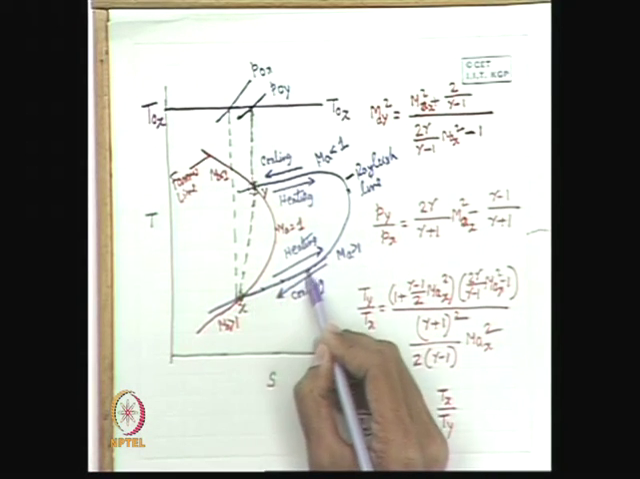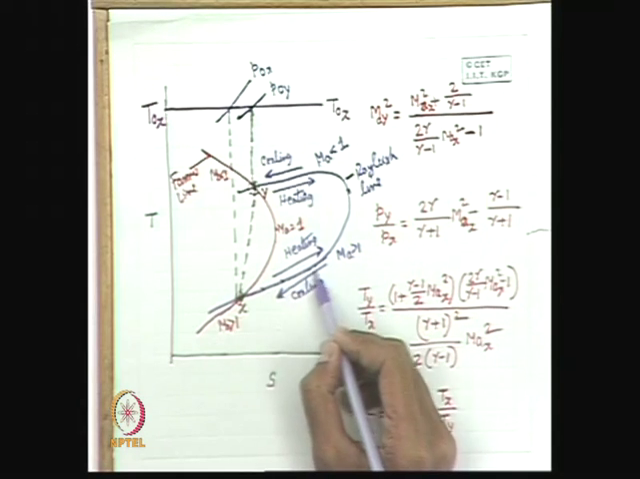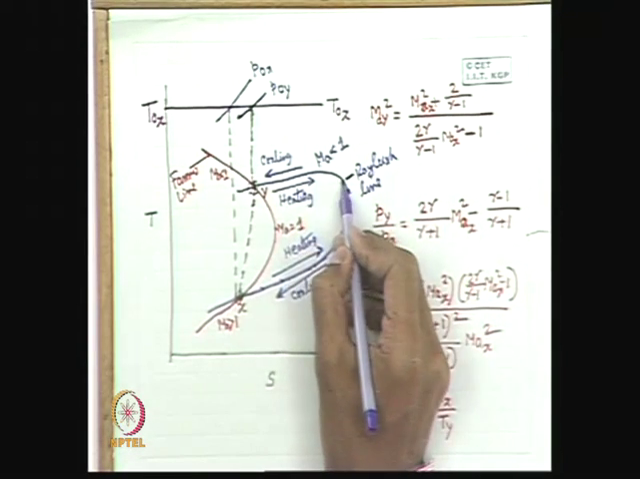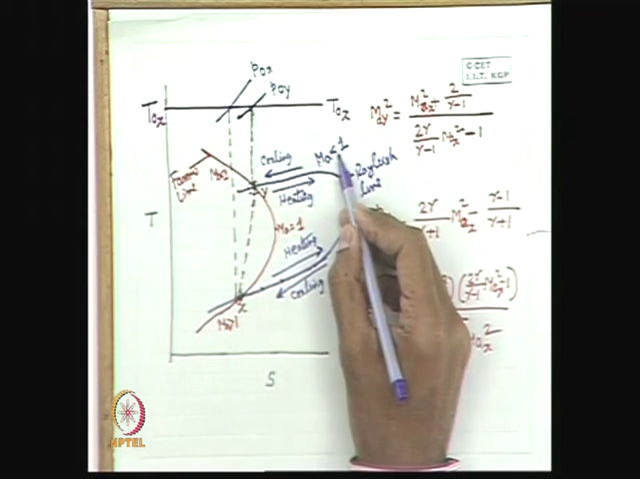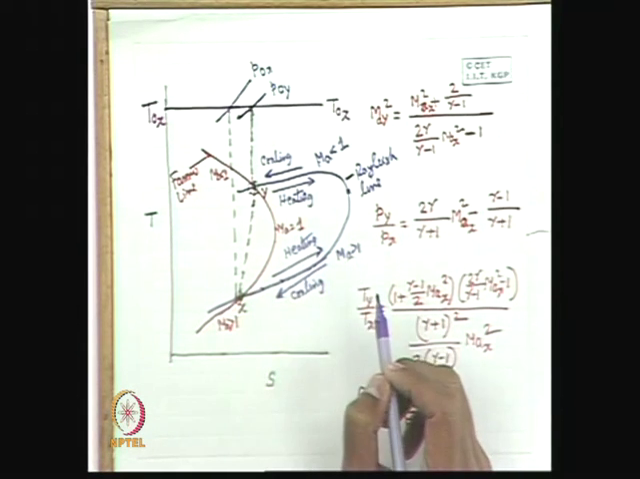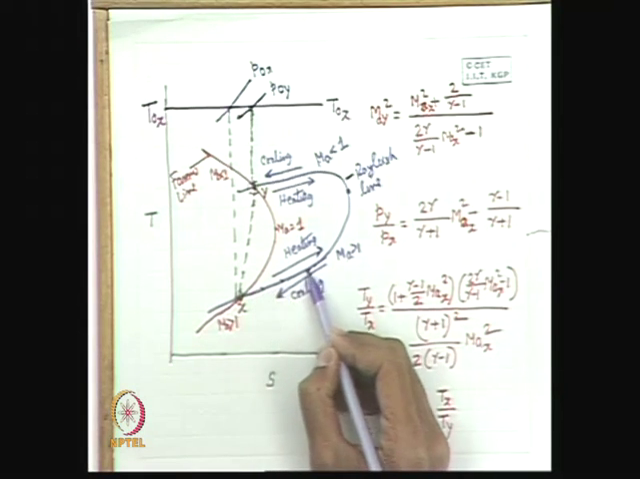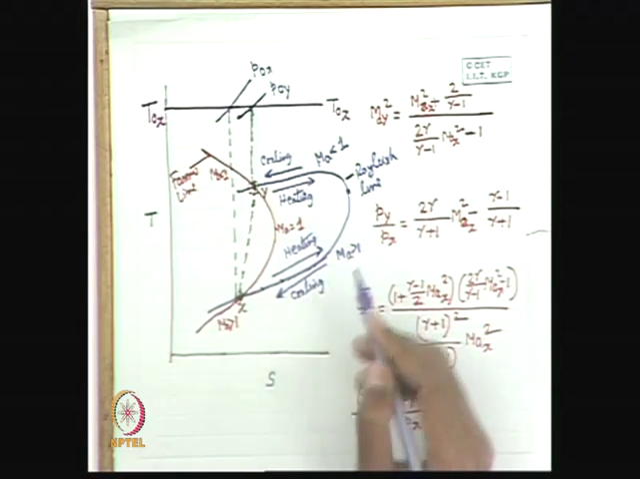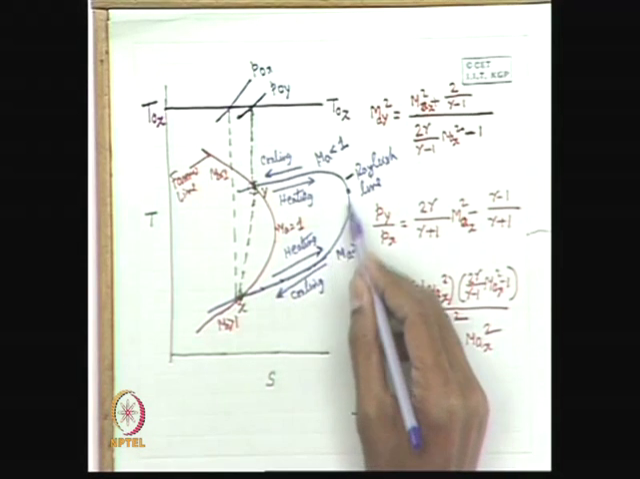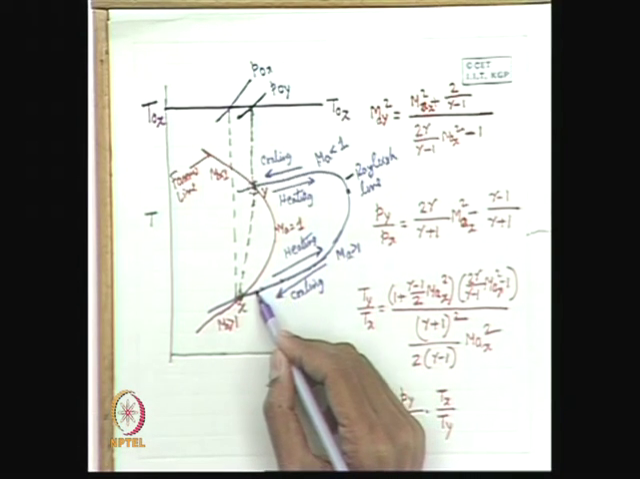Going in this direction implies heating of the flow, where the entropy is increased, while going along this direction of the curve implies cooling, where the entropy of the working fluid decreases. Similar to the Fano line, this portion of the Rayleigh line represents subsonic flow, that is, Mach number less than 1, while this portion represents supersonic flow, that is, Mach number greater than 1. So reversible heating in a supersonic flow changes the supersonic flow to the sonic condition. Similarly, reversible cooling in supersonic flow takes the flow to a more supersonic region.